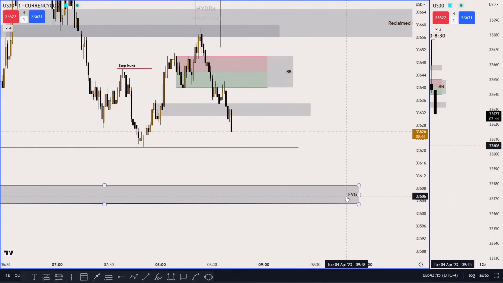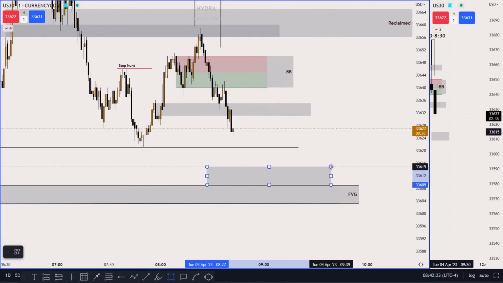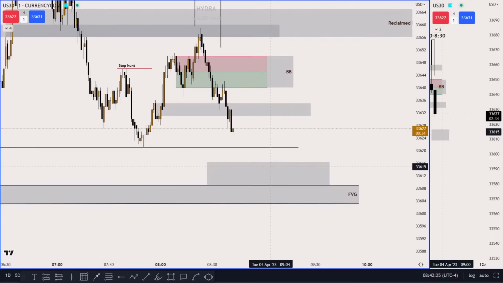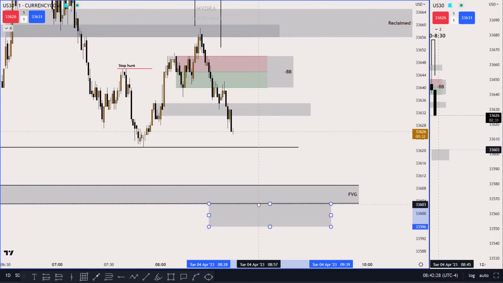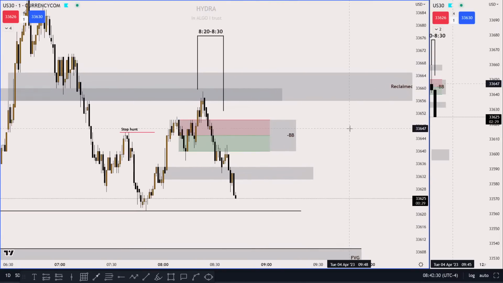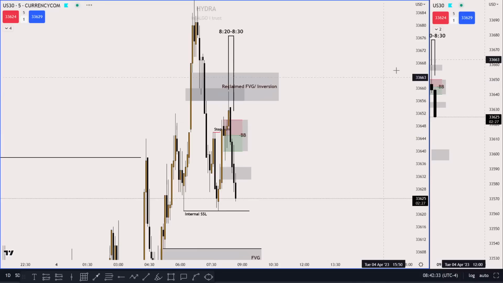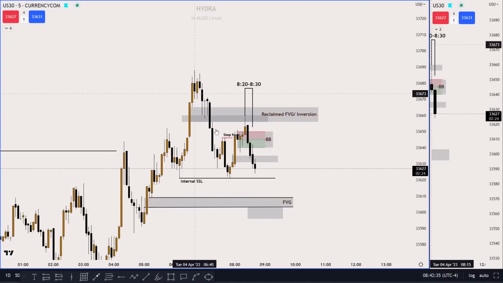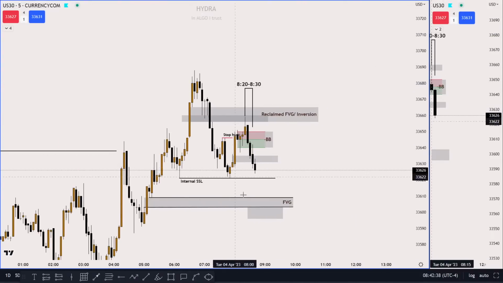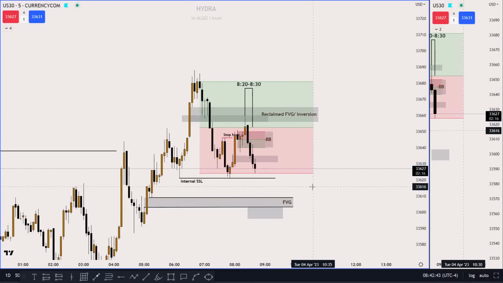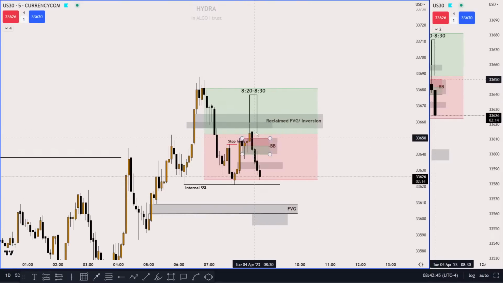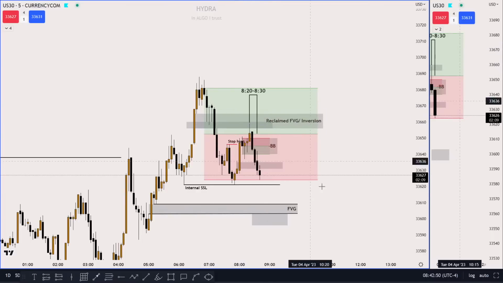So we have this fair value gap, it's a discount PD array. I get a lot of questions like, how do you know, Hydra, how do you know it's a discount? How do you know it's a premium? I did everything in front of you. If you remember that analysis since the beginning, I measured the swing high from this swing low, and then I told you that I want to see price coming all the way up and hit this premium PD array. Why is it a premium PD array? Because it's in a premium zone.